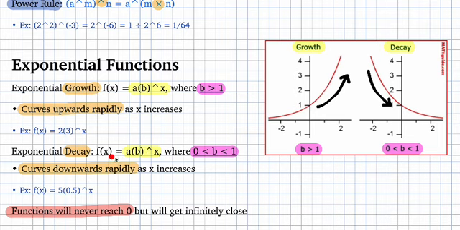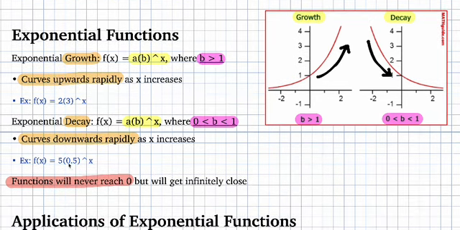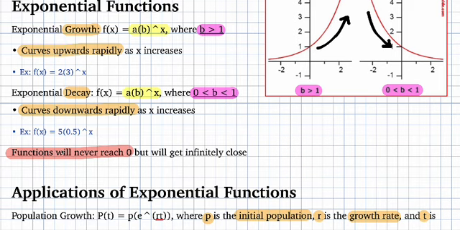Exponential decay. They have the same function format, a times b to the power of x, but b is between 0 and 1. That means they curve downwards rapidly as x increases, and we can see this in this graph here. For example, 5 times 0.5 to the power of x would curve downwards rapidly as x increases. It's important to know that these functions will never reach 0, but will get infinitely close.